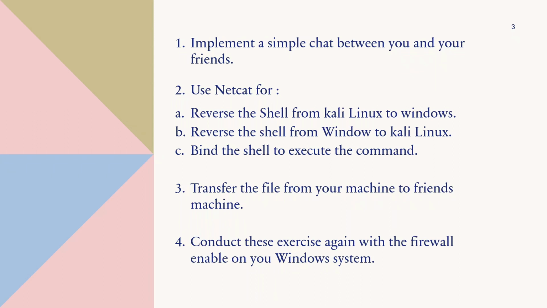The third one is to bind the shell to execute commands. If we try binding on Windows, we will use -e cmd.exe to execute the cmd command. The fourth one is to transfer a file from your machine to your friend's machine. And the fifth is to conduct this exercise with the firewall enabled on your Windows system. If you get an error or you're blocked, then let me know in the comment section.